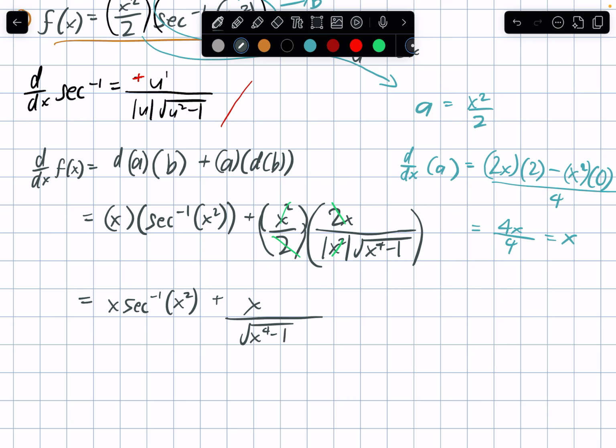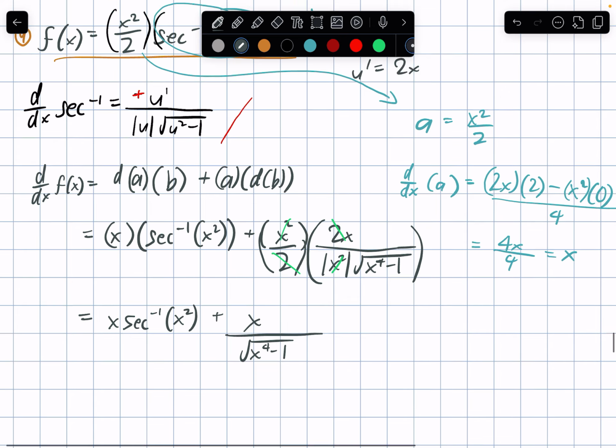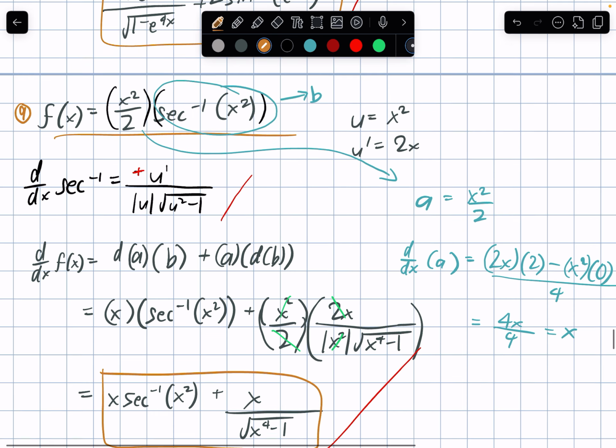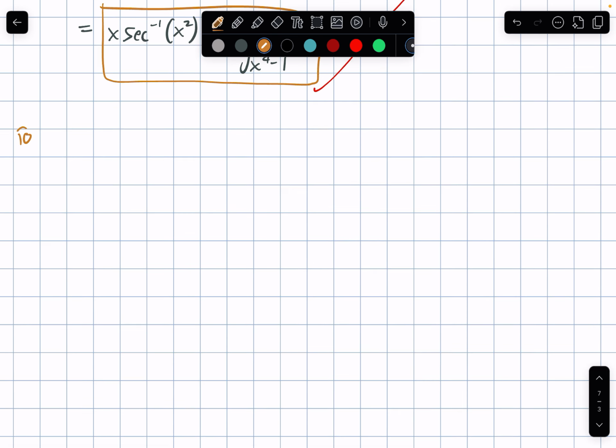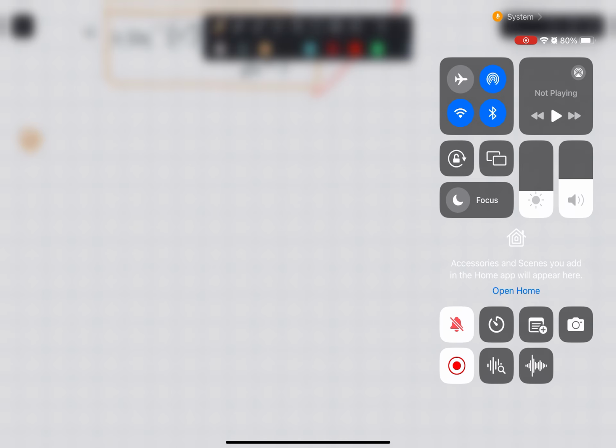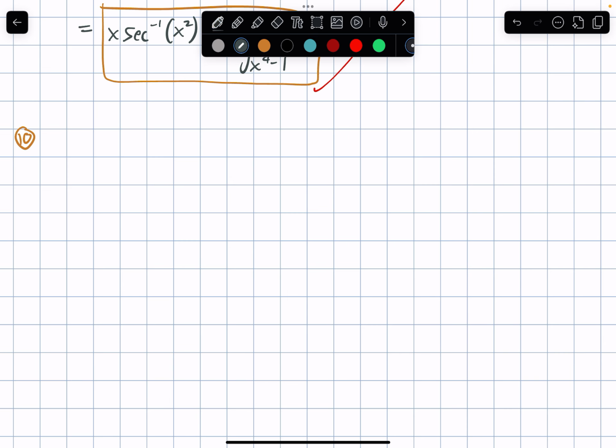Let's see the correct answer. This is number 9, right? Arcsecant raised to negative 1 times x raised to 2. Alright, finally. We got something correct independently without looking at the answer key. That's good. We're still recording, right? Okay, good. Number 10. Let's answer number 10.